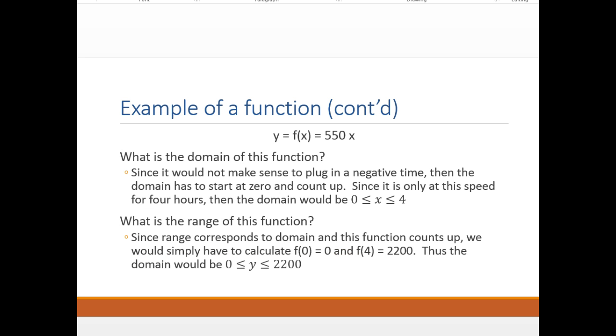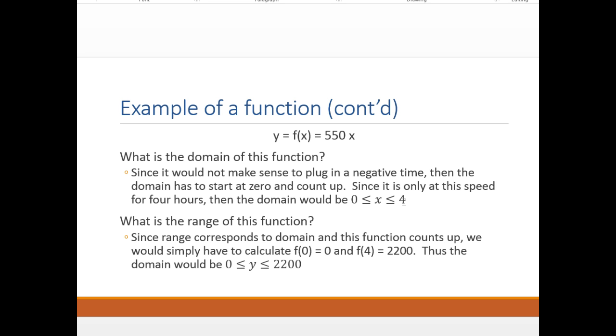So we look at this function, and we ask what is the domain of the function. Remember, the domain is all the numbers x to plug in that make sense. Well, since we're plugging in x to be a time, it does not make sense to plug in a negative number. We're also told that it cruises at that speed for up to 4 hours. Therefore, our domain should be all x between 0 and 4 hours.